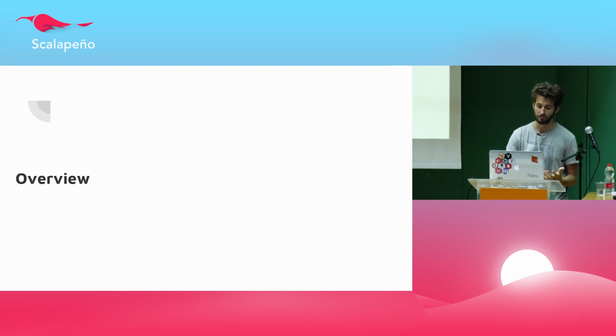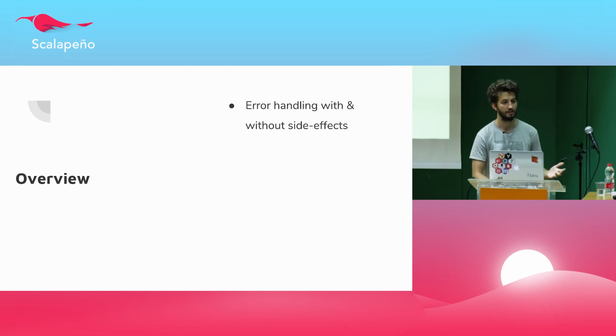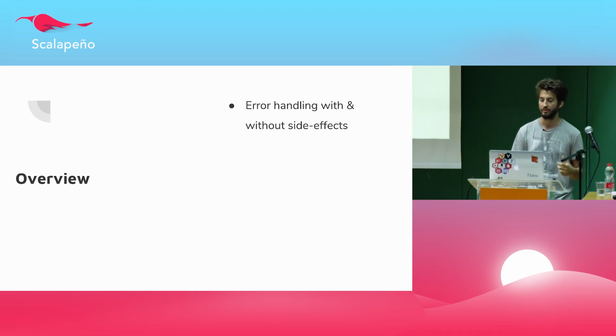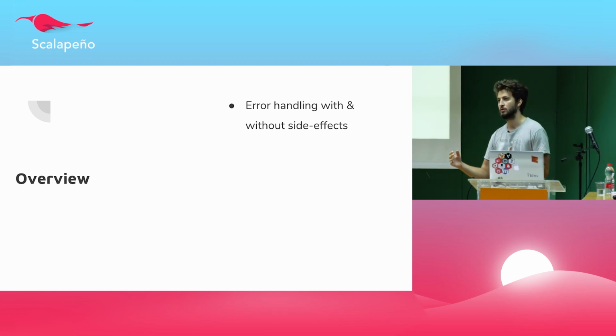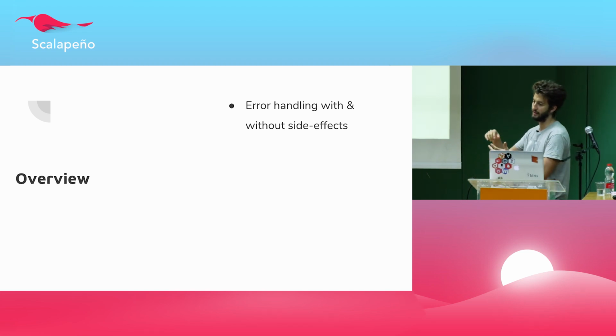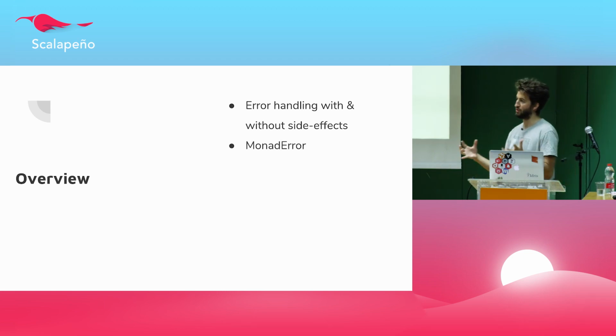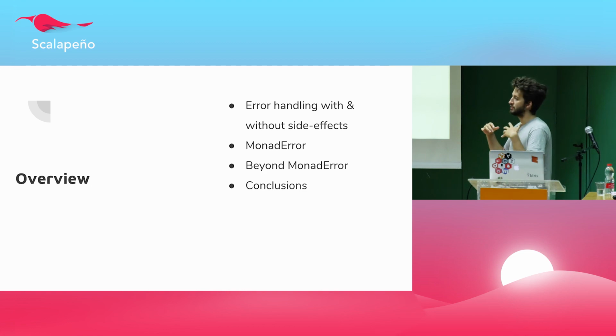So let's begin. A quick overview of what I'm going to talk about today. First, I want to talk about how we do error handling in functional programming. I think we saw a couple of examples today already. Of course, we have to differentiate between error handling in the context of side effects and without side effects. Then we're going to talk about this abstraction, usually called MonadError. Then we're going to talk about things that go beyond MonadError. And lastly, I'll give you a few conclusions.